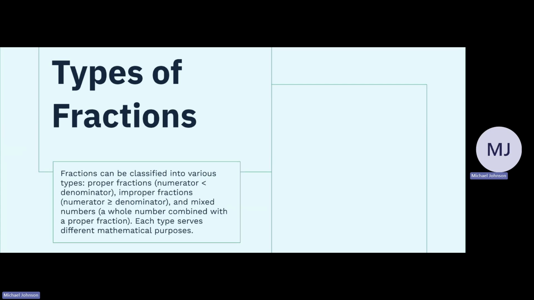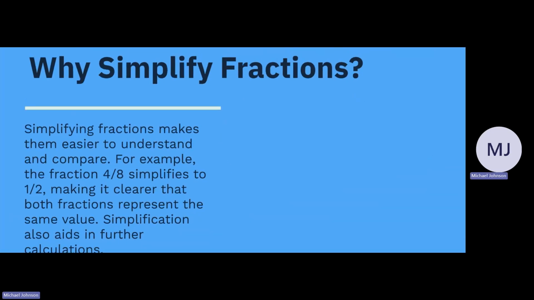Proper fractions, where the numerator is less than the denominator. Improper fractions, where the numerator is greater than or equal to the denominator. And mixed numbers, a whole number combined with a proper fraction. Each type serves different mathematical purposes.